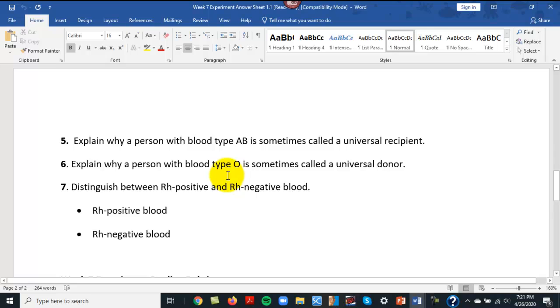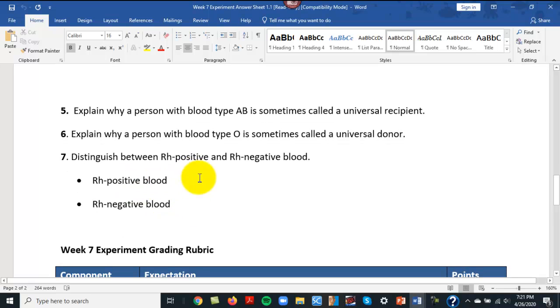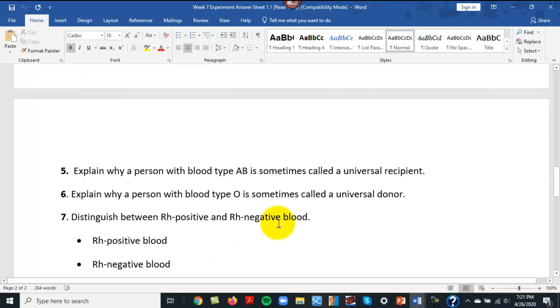Type O, you can put their blood cells in another person's system. They're not going to have any antigens to clump with the antibodies. And the difference between Rh positive and negative: Rh positive blood has the antigen D, and the Rh negative lacks or does not have the antigen D. That's really the basis of it. So that's what you're doing in lab this week.